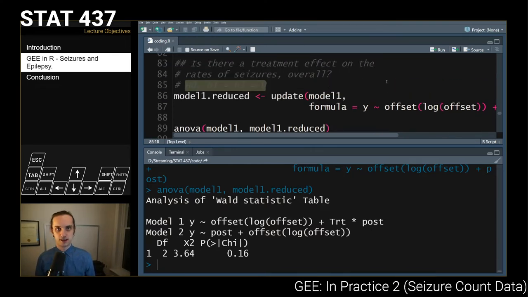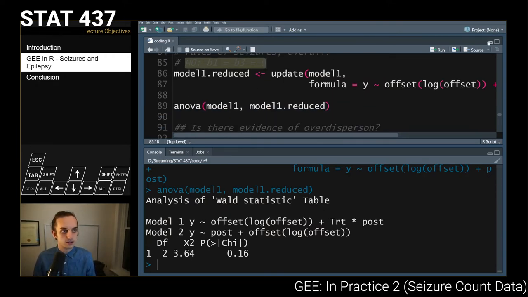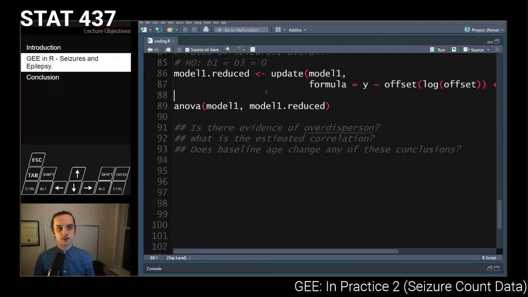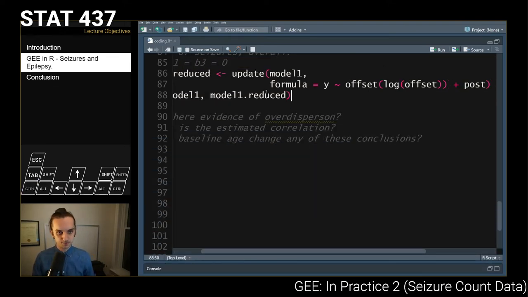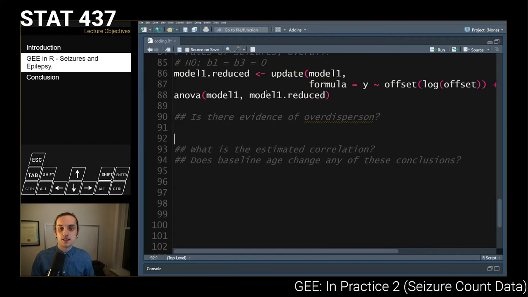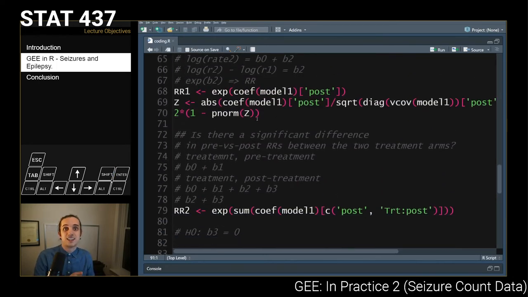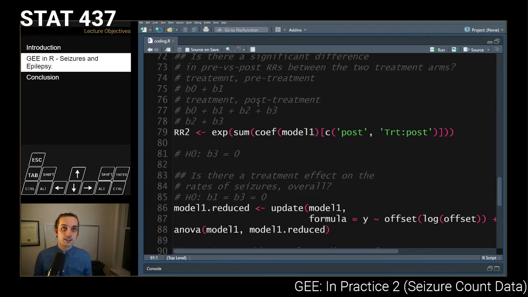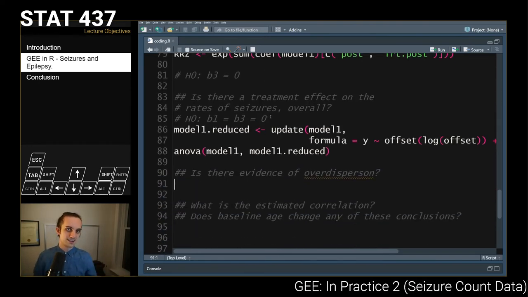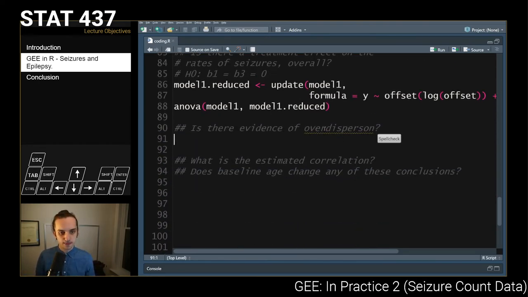Beta 1 equals beta 3 equals beta 0. And so we don't reject the null that there is no treatment effect, right? So that's how we would conclude there. So now we've tested these relative rates. We've seen that there might be a little bit of a difference between the two different groups with the rates pre and post treatment, but that overall treatment doesn't seem to actually matter in the model, okay?